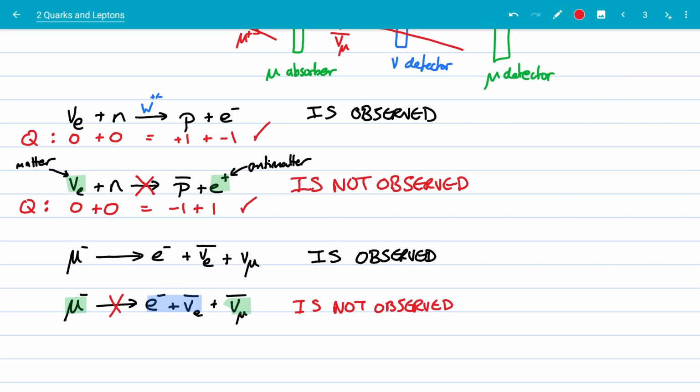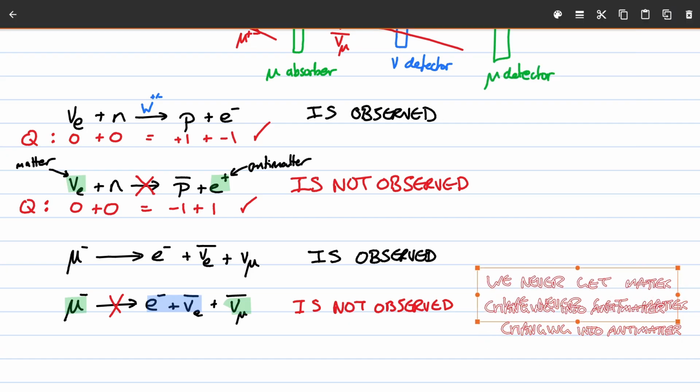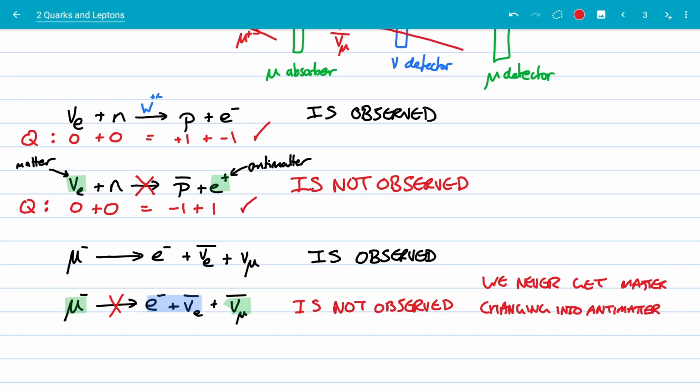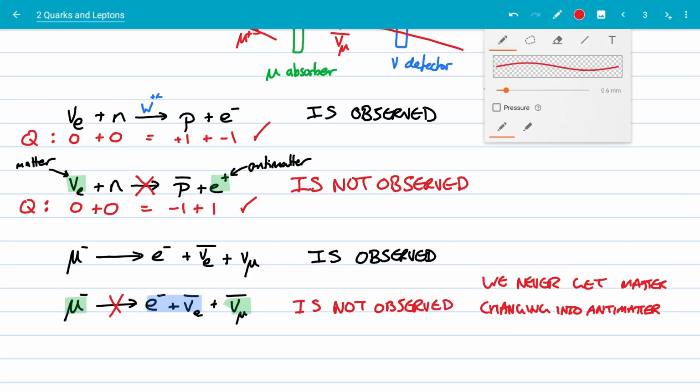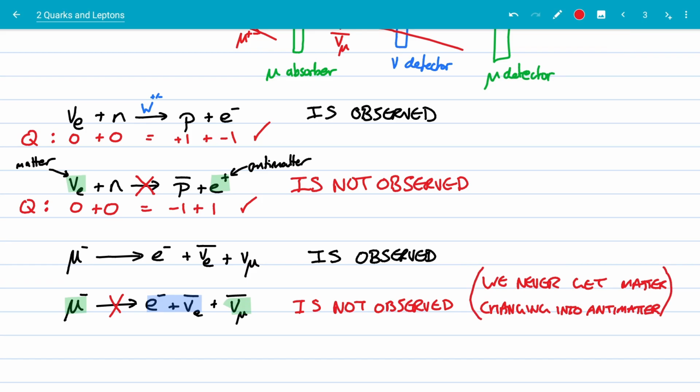We never get that. We never get matter changing into antimatter. We never ever get that. There we go. That is important. That is significant. And we are grouping together the way the neutrinos behave, which is why they're named the way they're named. We're grouping them together.